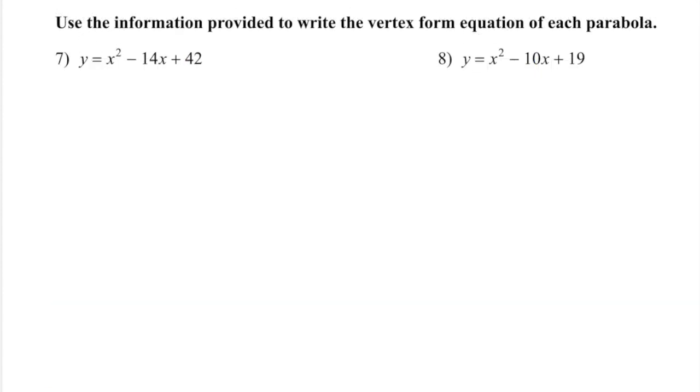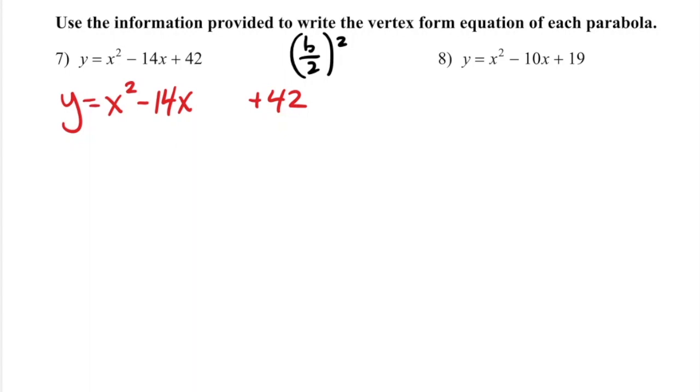We're going to write the vertex form equation of each parabola. To do this, we're going to use a technique called completing the square. So the first thing we do is we write the y equals. We rewrite the equation, except after the x, we're going to put a space because we're going to fill in that space. Now, what number completes the square? There's a formula. It's b over 2 squared. The b value here is negative 14. So take half of negative 14 and square it.